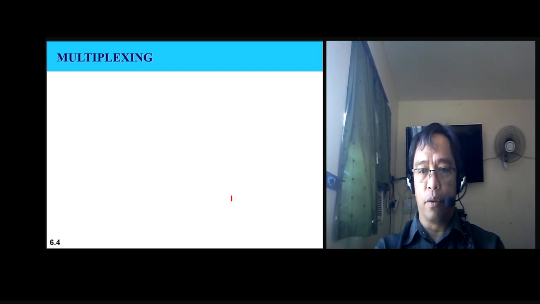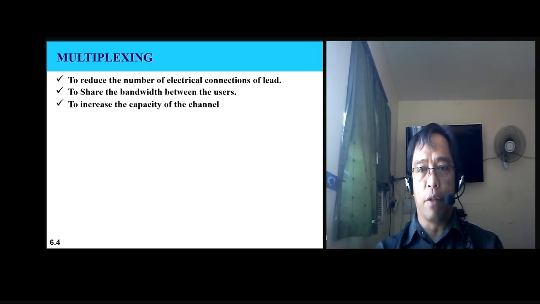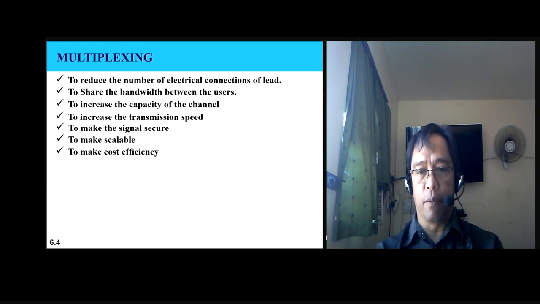In addition, multiplexing plays a vital role in data communications for many reasons: to reduce the number of electrical connections, to reduce the bandwidth between the users, to increase the capacity of the channel, to increase the transmission speed, to make the signal secure, to make it scalable, and to make it cost efficient.